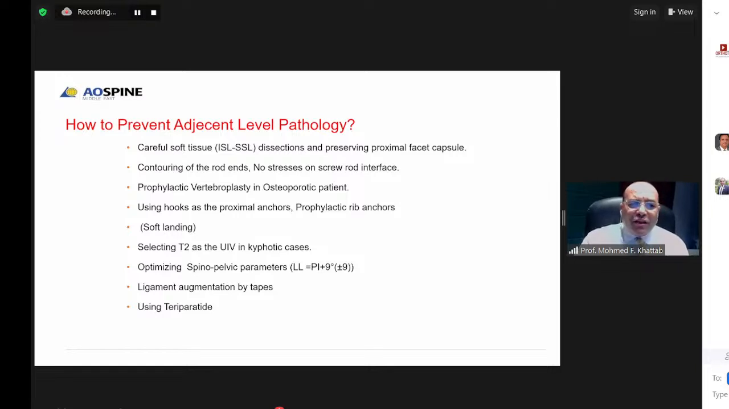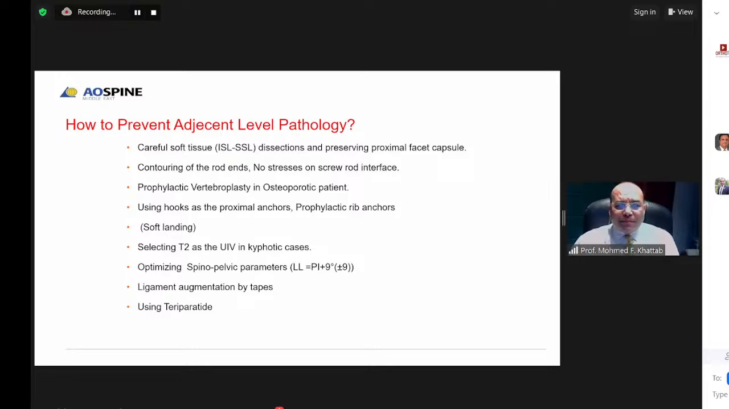Of course, if the patient is osteoporotic, you may use some vertebroplasty in the adjacent level to decrease the incidence of fractures. You can, of course, enhance the patient's bone quality by using teriparatide or anti-resorptives postoperatively and focusing on calcium and vitamin D as well.